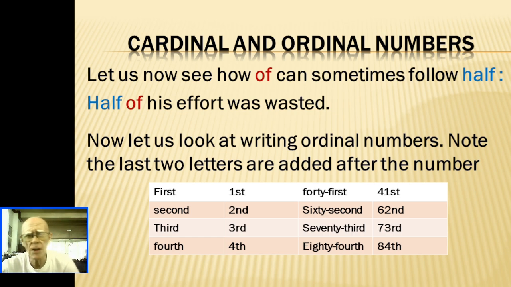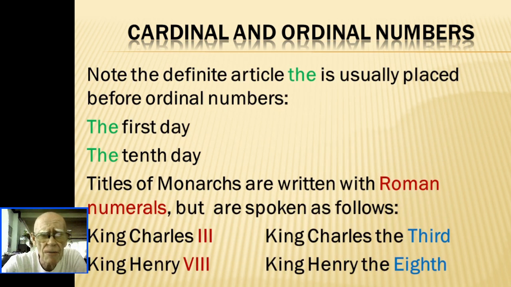Now let us look at writing ordinal numbers. Note the last two letters are added after the number. So we have first, second, third, fourth, etc. Again, the student can pause the video here and study the list. Note the definite article the is usually placed before ordinal numbers. The first day, the 10th day. Titles of monarchs are written with Roman numerals, but are spoken as follows: King Charles the Third or King Henry the Eighth.